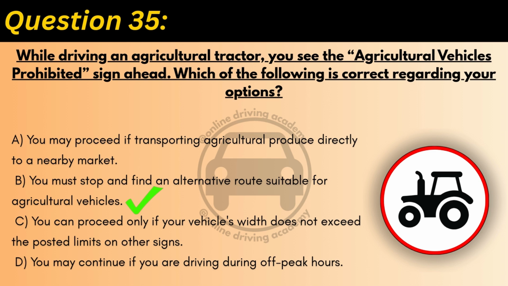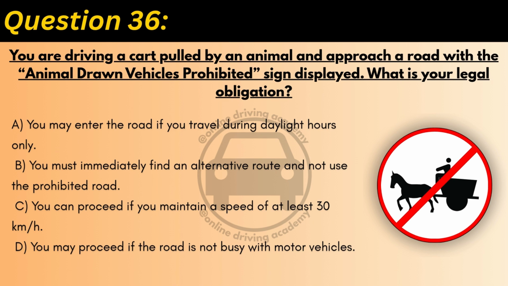Option B is going to be our correct answer. Question 36. You are driving a cart pulled by an animal and approach a road with the animal-drawn vehicle's prohibited sign displayed. What is your legal obligation? Obviously, your legal obligation is not going to be to enter that road. It's going to find another road where you are allowed to ride on, right? Therefore, option B will be your correct answer. You must immediately find an alternative route and not use the prohibited road.